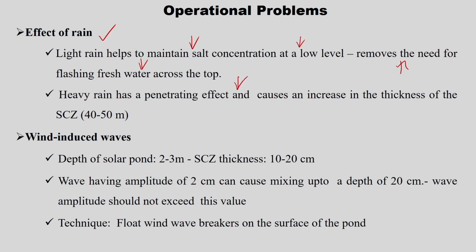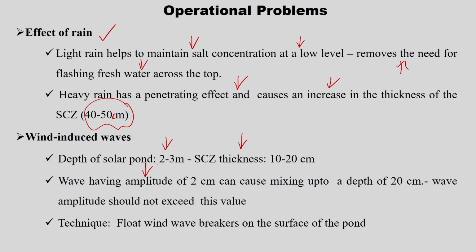If heavy rain happens, it penetrates through the solar pond and causes an increase in the thickness of the surface convective zone. Next, wind induced waves. The depth of the solar pond is 2 to 3 meters, and the surface convective zone thickness is about 10 to 20 centimeters.